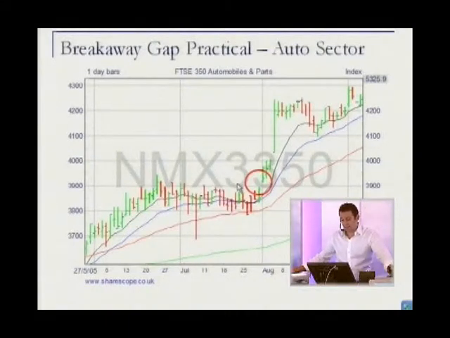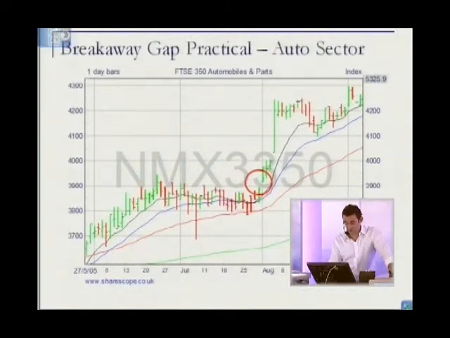And we've also got another gap here, which is what we would call a continuation gap. In other words, it continues in the same direction. If we saw another gap, we'd expect that to be an exhaustion gap. Normally the third one would be the exhaustion gap, which would end that move.